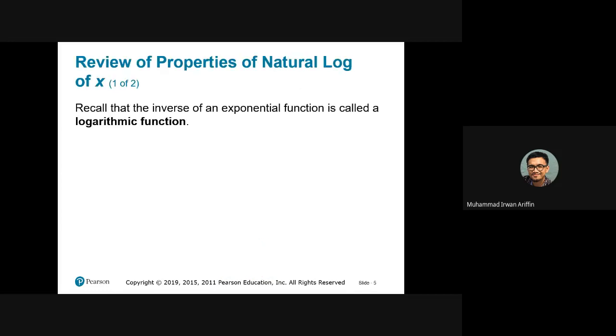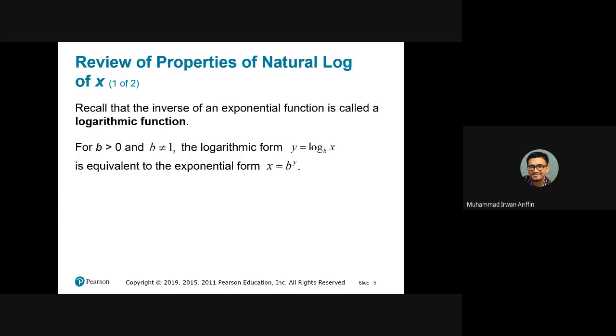Now, just to review the natural log. The inverse of the exponential function is called the logarithmic function. If we have a constant b, which stands for the base, which is positive and doesn't equal 1, then the logarithmic function y equals log base b of x is equivalent to the exponential form x equals b to the power of y. So this y is the power, while b is the base of the logarithm, the base of the number.